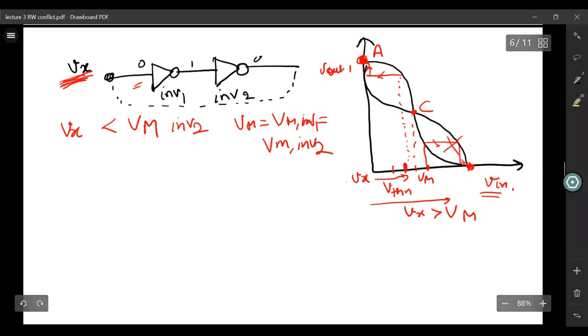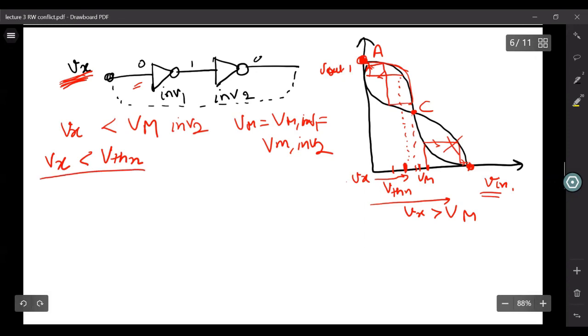Now there's one more constraint which you will find in all these books like Rabaey and Weste. What is given there is that your Vx should be less than Vthn. And why so? Because the moment it becomes more than Vth, it starts to transit from A to C. However, because of this regenerative property, even if it comes close to this C, but is less than Vm, it will again go back to this state.